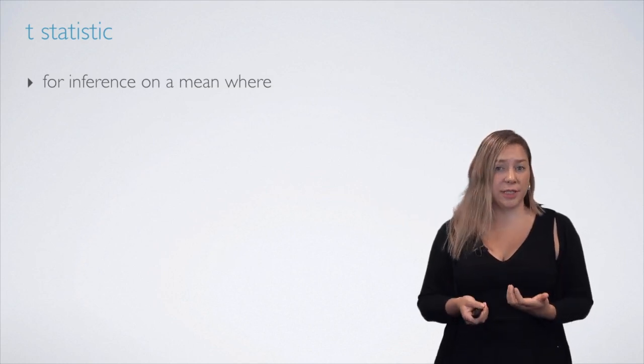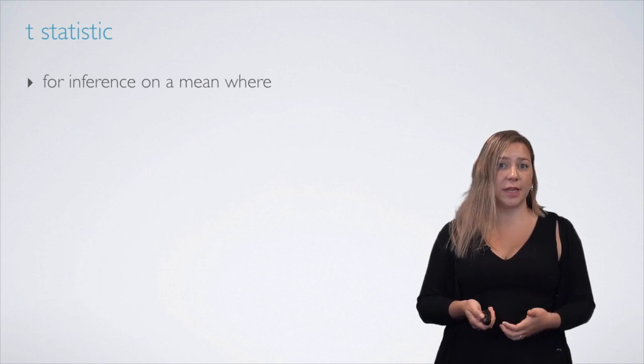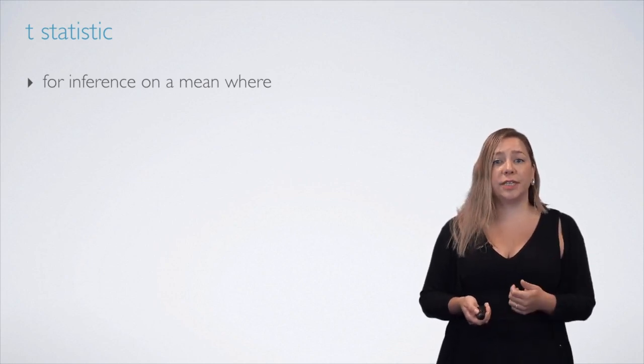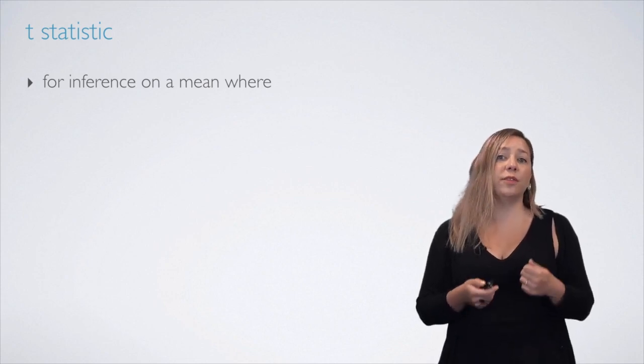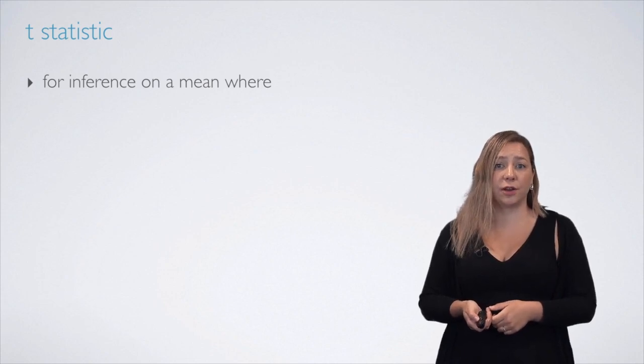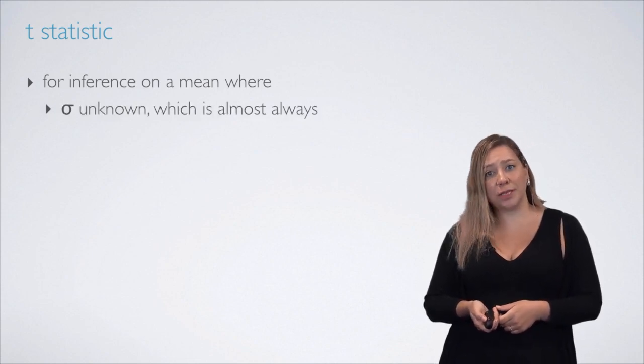Let's talk practicalities next. How do we actually use the t-distribution in statistical inference? The answer is simple. Use a t-distribution for inference on a single mean or for comparing 2 means when the population standard deviations are unknown, which is basically always.